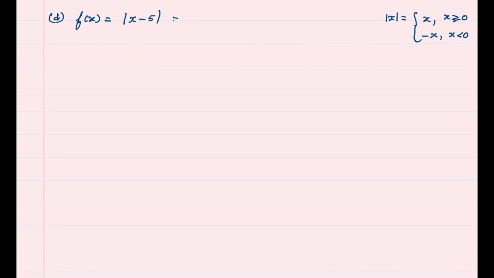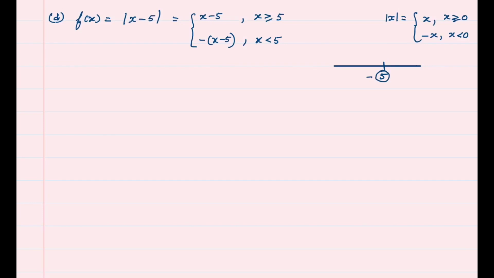Similarly, the definition for absolute value of x minus 5 will be x minus 5 when x is greater than or equal to 5. Because if x value is greater than or equal to 5, x minus 5 will be greater than or equal to 0. So, absolute value sign can be removed. And for x less than 5, it will be minus of x minus 5. Because for lesser than 5 values, x minus 5 will be negative. To make it positive, we have to put a negative sign. First, we will check the continuity at 5.